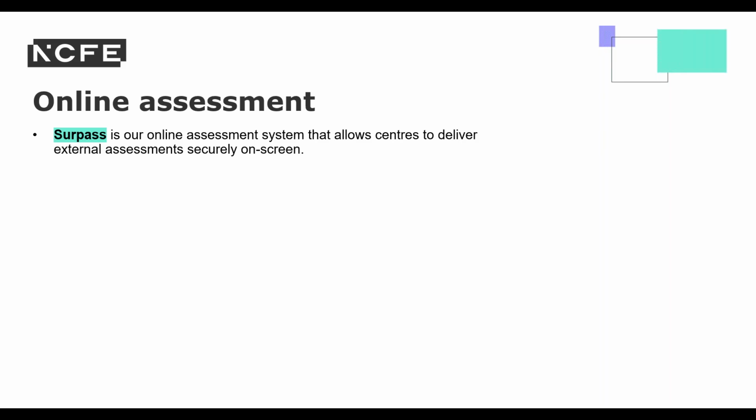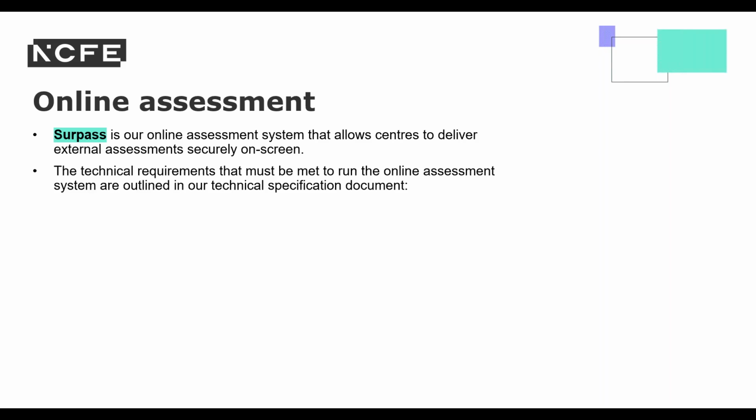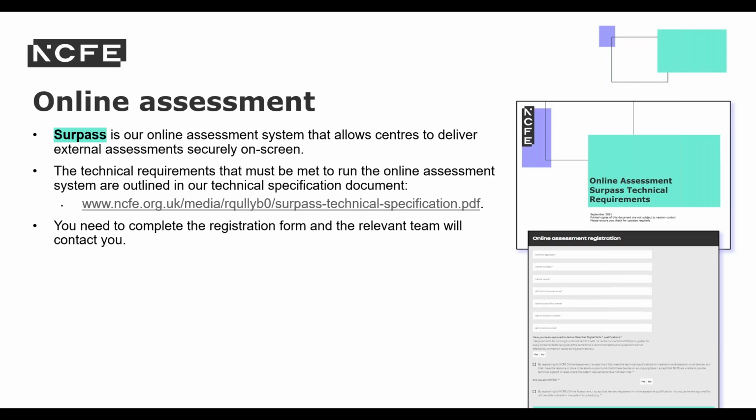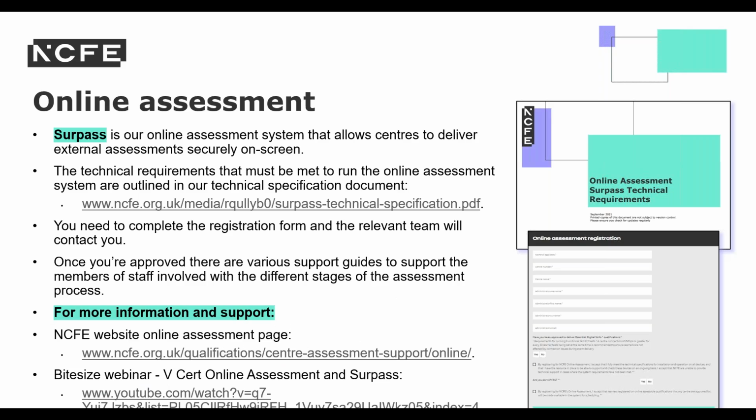Surpass is our online assessment system that allows centres to deliver external assessments securely on screen. The technical requirements that must be met to run the online assessment systems are outlined in our technical specification document. You need to complete the registration form, and a member of the relevant team will contact you. Once you're approved, there are various support guides aimed at supporting members of staff involved with the different stages of the assessment process. For more information and support, visit our website and our YouTube channel.